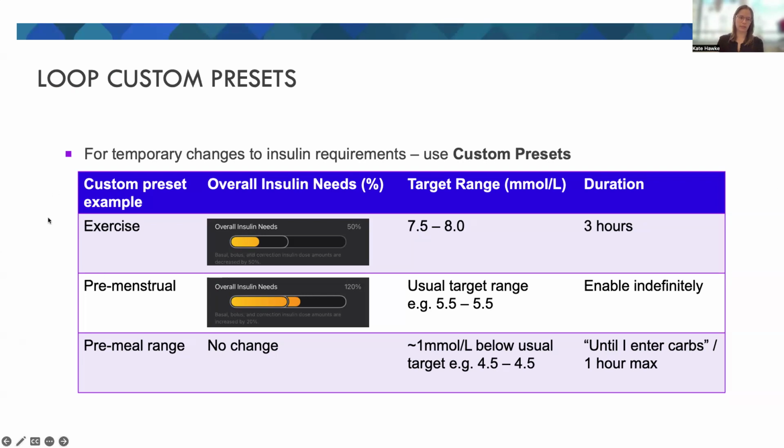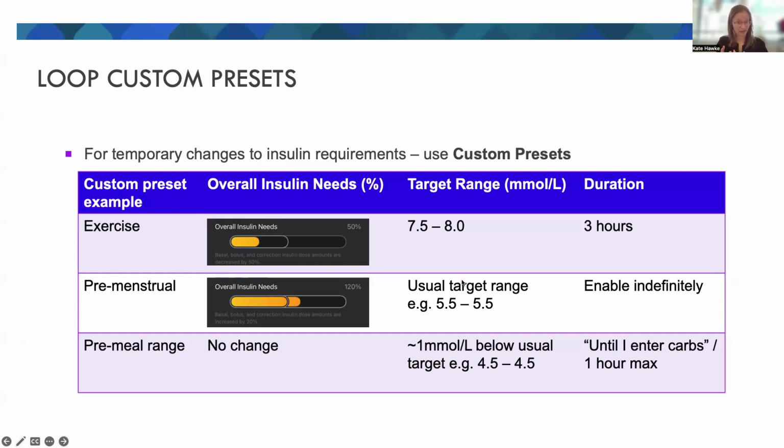So for example, with an exercise preset in Loop, an individual may set up many exercise presets for all different types of activities if they need it. One example of how they might set it up could be an overall insulin needs set at 50%. That means our whole system is at a 50% level of insulin delivery. Basal, carb ratio, and insulin sensitivity factor are all made half strength while this is running at 50%. So this is obviously going to make the system much gentler.